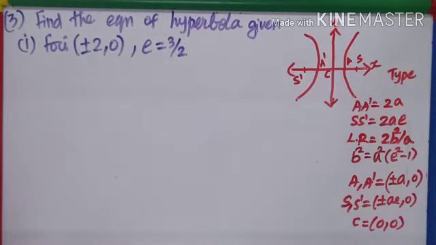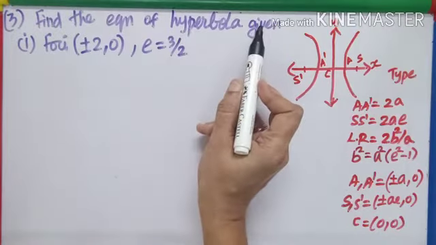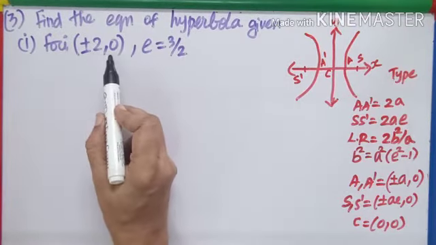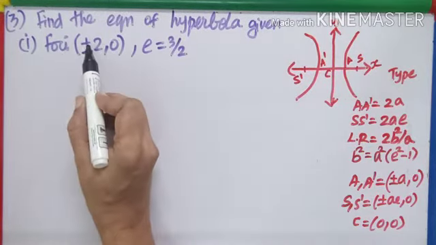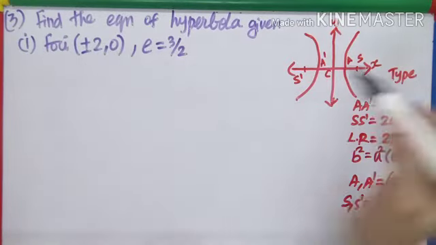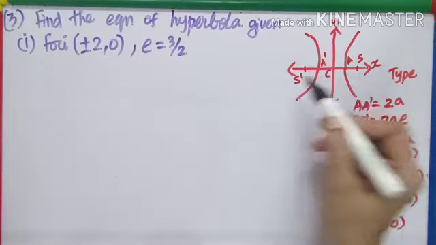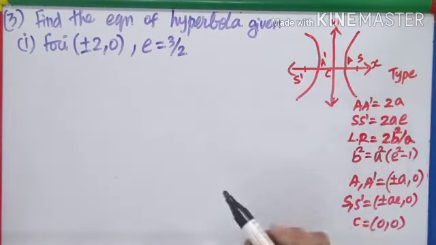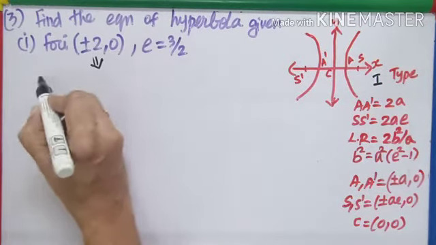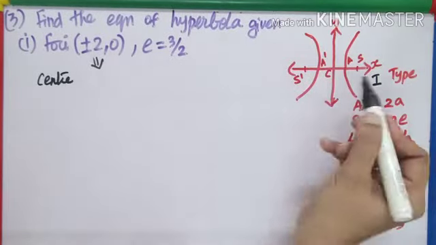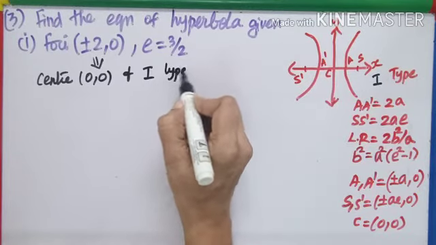Exercise 5.2, question number 3, subsection 1. Find the equation of hyperbola given focus plus or minus 2, 0 and E equals 3 by 2. Focus plus 2, 0 minus 2, 0. As we mark 2, 0 and minus 2, 0, it tells me it is along x-axis. So it is first type. So we will say this implies center will be the midpoint, that is 0, 0 and first type of hyperbola.